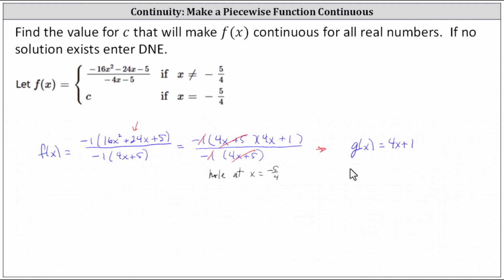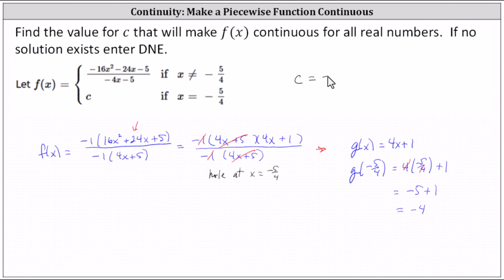So now we'll determine g of negative 5/4, which is 4 times negative 5/4 plus 1. Simplifying, 4 divided by 4 simplifies to 1, giving us a function value of negative 5 plus 1, which equals negative 4. This indicates if we let f of x equal negative 4, if x equals negative 5/4, then the piecewise defined function would then always be continuous. So our final answer is c equals negative 4.